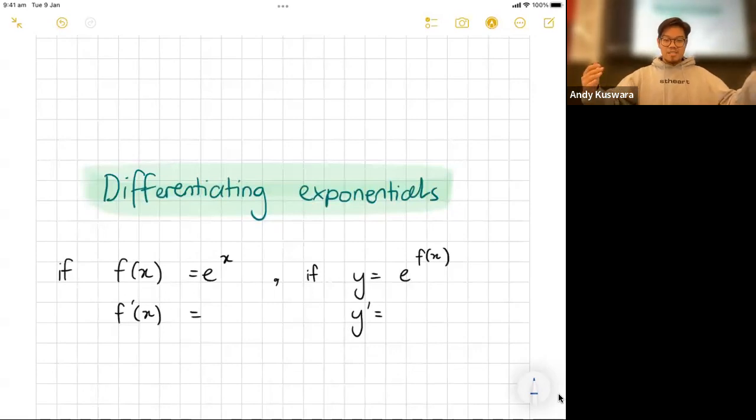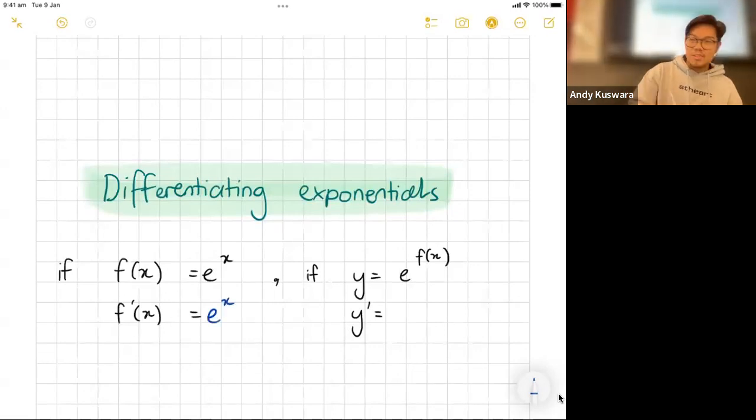So the first one is, if you have an e to the x, your most basic function, if you derive it, guess what? You get e to the x, nothing changes, okay? So when you differentiate an exponential, you get an exponential, okay? It makes a lot of sense.